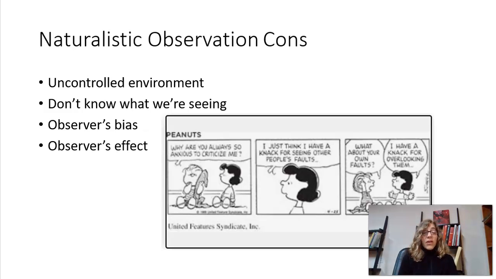This little Peanuts cartoon here, so in the first frame he says, "Why are you always so anxious to criticize me?" And she says, "I just think I have a knack for seeing other people's faults." And he says, "What about your own faults?" And she says, "I have a knack for overlooking them." So you might think that she's a little biased, no? And I would agree. One of the problems with naturalistic observation is that we see what we want to see.